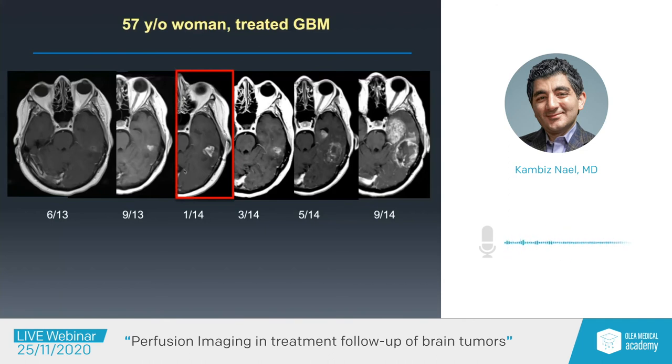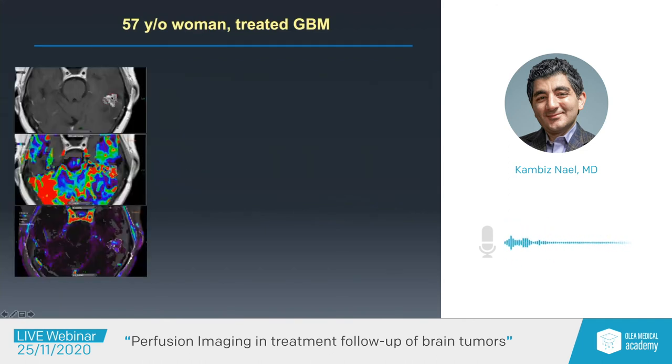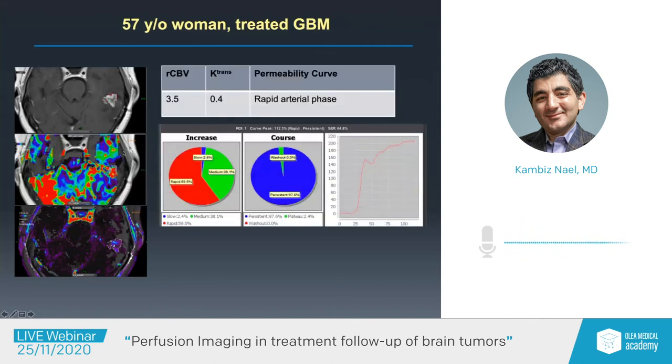So let's look at the study that was done almost 6 months before that final study. Again, looking at these co-registered images, CBV and K-trans, you can see there is elevation of K-trans and elevation of cerebral blood volume. If you do quantitative analysis, the RCBV is 3.5, K-trans is 0.4, and there is a 59% rapid arterial component to this lesion.